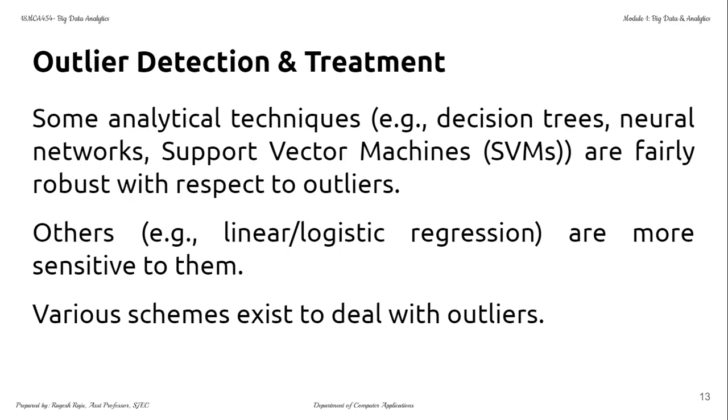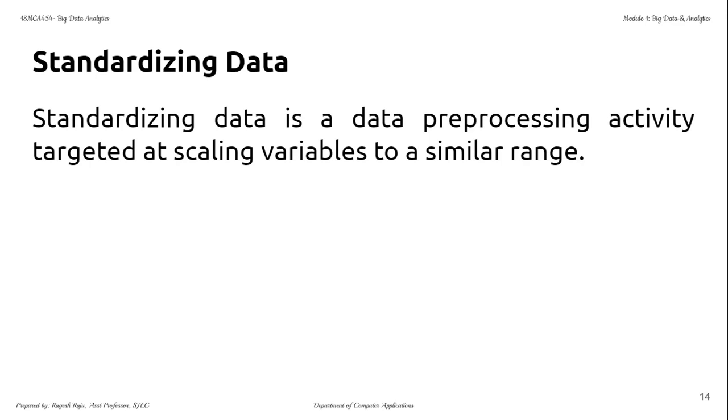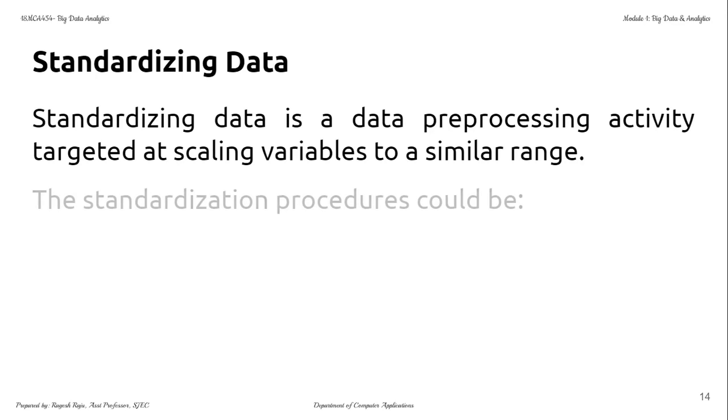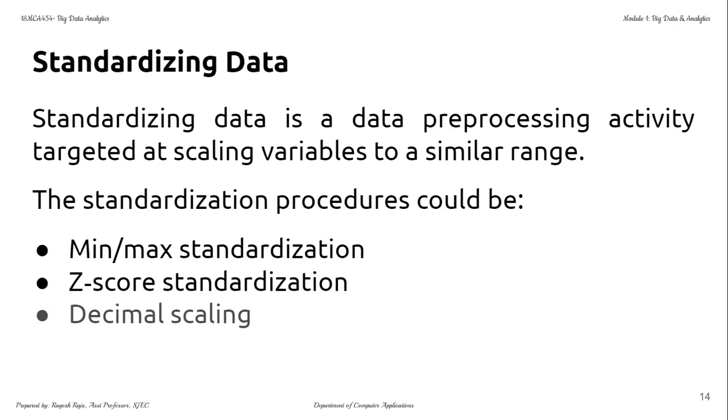So once we have dealt with the outliers, the next one is standardizing the data. This is a pre-processing activity mainly to standardize all the variables to a similar range. The standardization procedure can be done by using min-max standardization, z-score standardization or decimal scaling. As I told, it's a pre-processing activity mainly to standardize or scale the variables to a similar range.